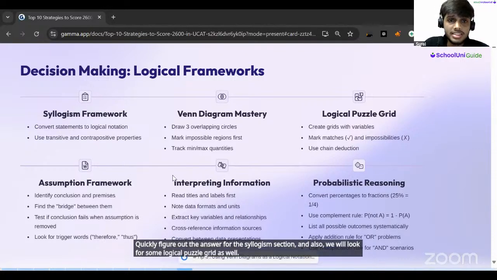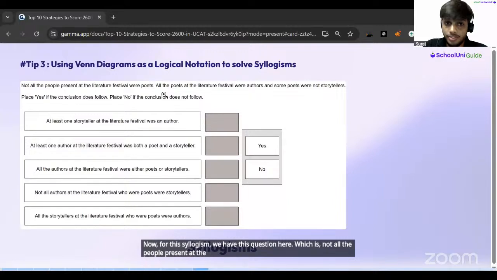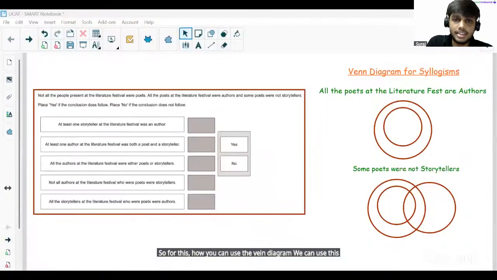Now, for this syllogism, we have this question here which says not all the people present at the literature festival were poets. All the poets at the literature festival were authors, and some poets were not storytellers. So accordingly, you have to place yes and no inside all of these conclusions which have been given to you. So for this, how can you use the Venn diagram? We can use this Venn diagram like this.